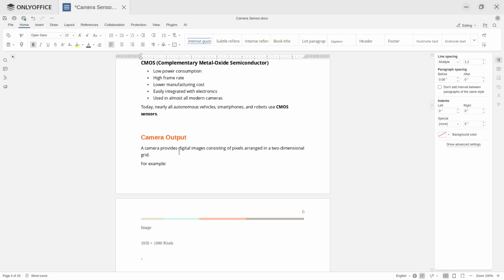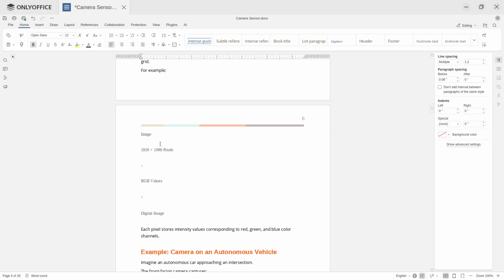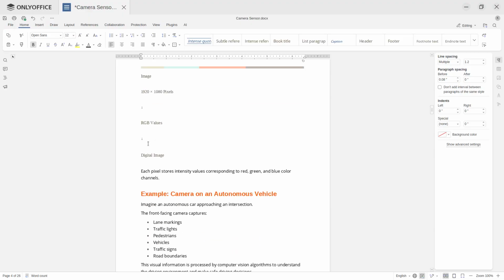Now, camera output. The camera provides digital images consisting of pixels arranged in a two-dimensional grid. For example, you have 1920 by 1080 pixels, and then you convert it to RGB values, and then a digital image gets formed. Each pixel stores an intensity value corresponding to red, green, and blue color channels.